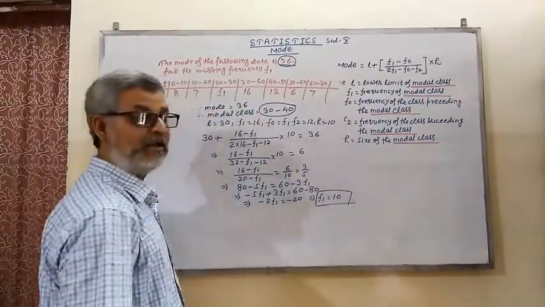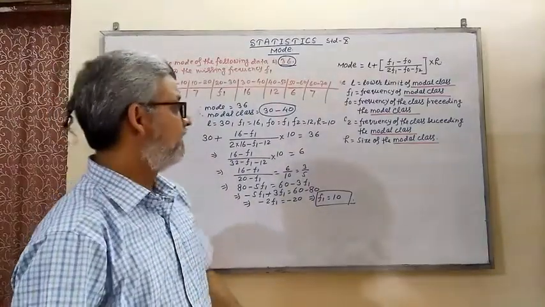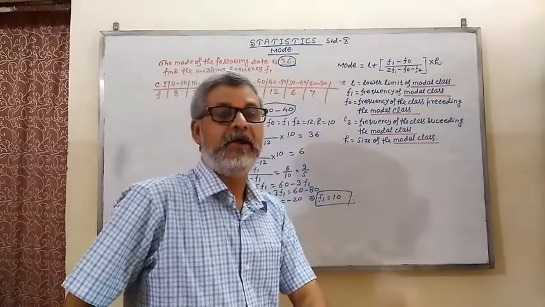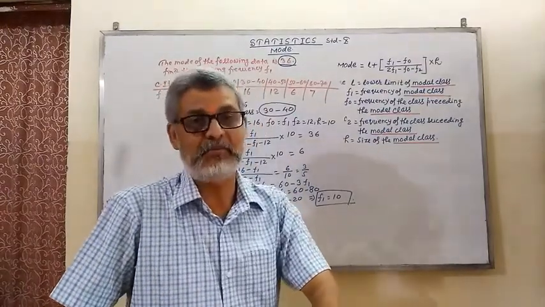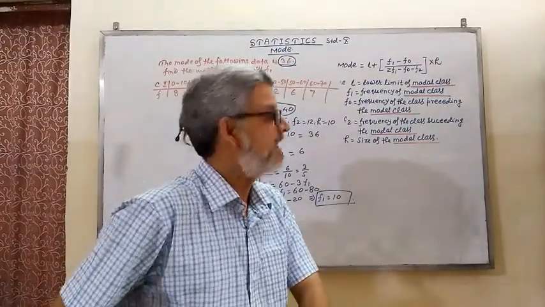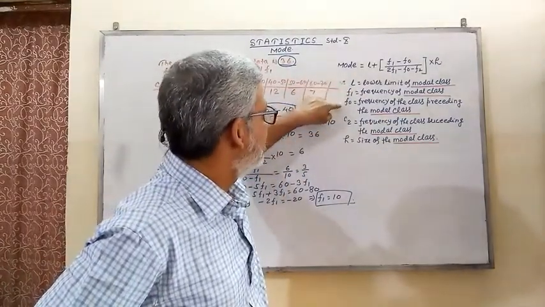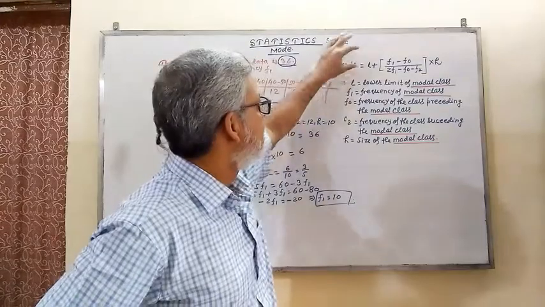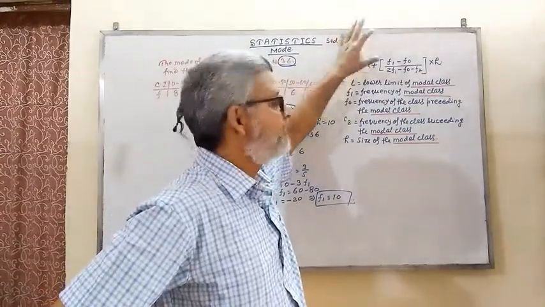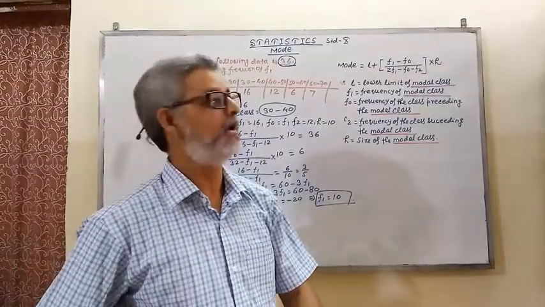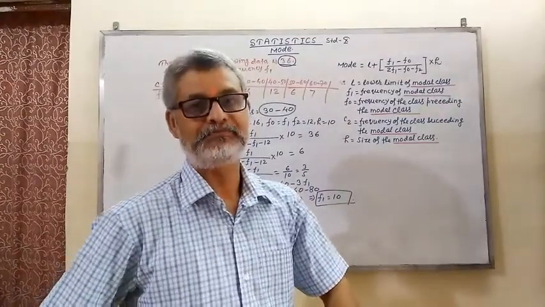There is no difference in anything in the solution. Again, I repeat: what the mode is given, according to that, first you decide the modal class. After finding the modal class, find all these values: L, f1, f0, f2 and h. Remember the formula, substitute the values in the formula, simplify it properly, and you will get the value of the mode.